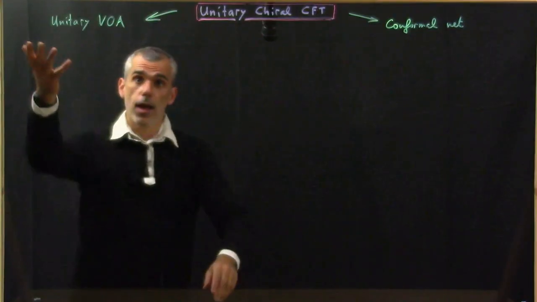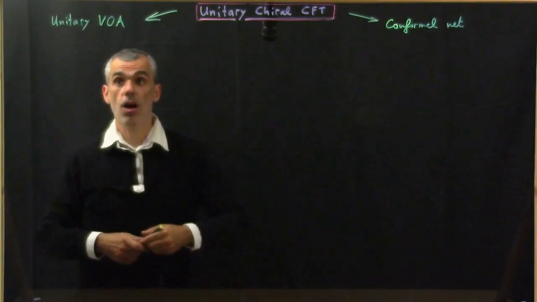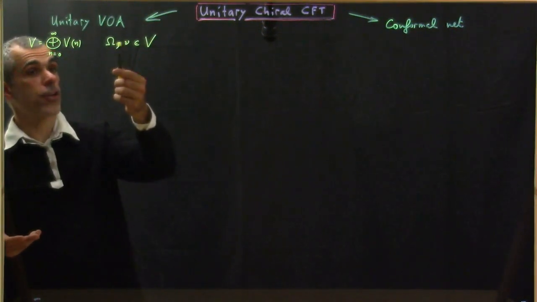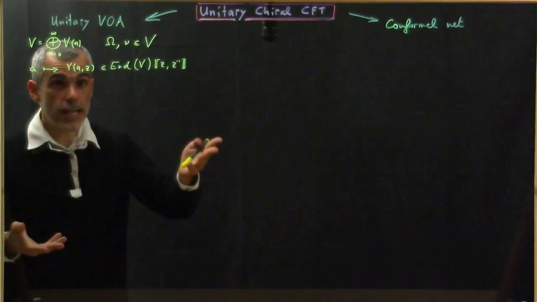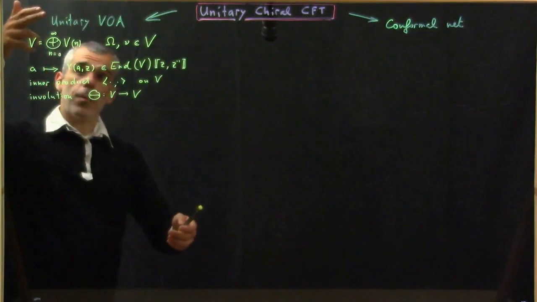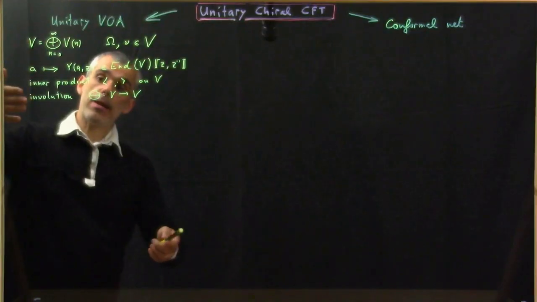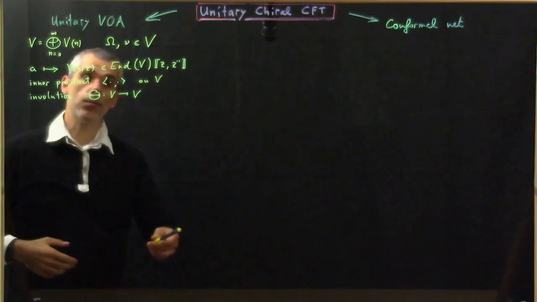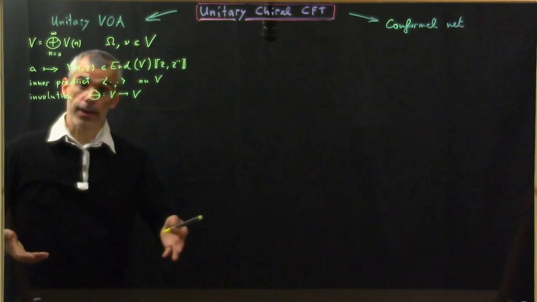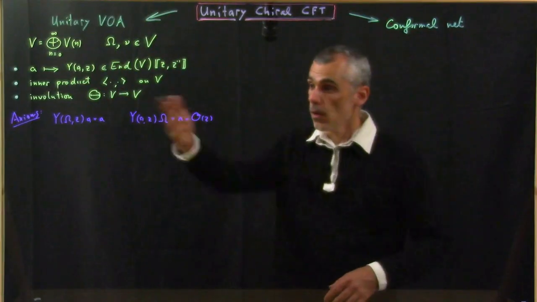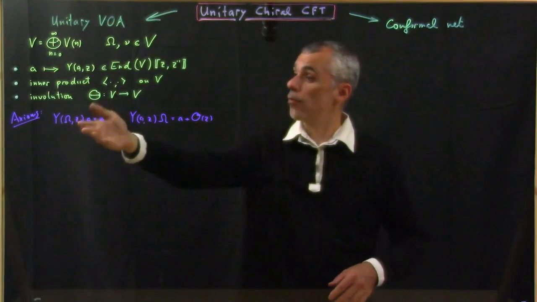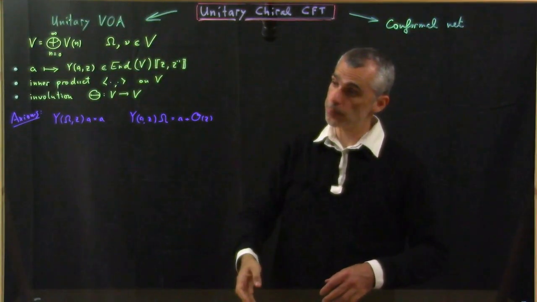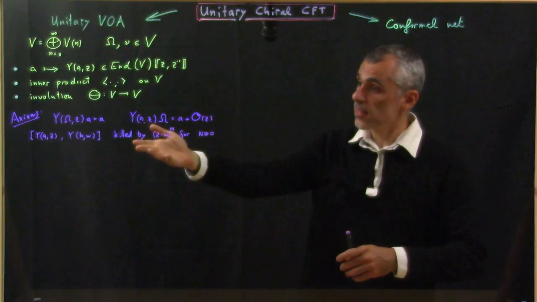So a unitary VOA consists of a vector space, two distinguished vectors called the vacuum and the conformal vector, the state field correspondence, and then the part that corresponds to the fact that this is a unitary VOA, namely an inner product, a Hermitian inner product on V, and an involution, an antilinear involution. And those are subject to the following set of axioms. We have the axiom that tells you how the vacuum acts on any given vector and how any given vector acts on the vacuum. We have the celebrated locality axiom.